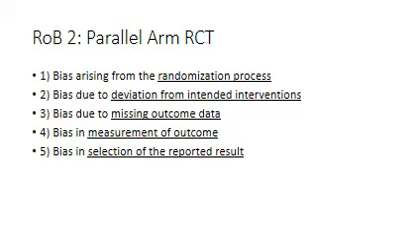So, the domains that they assess for risk of bias are the randomization process, bias due to deviation from intended interventions, missing outcome data, measurement of outcome, and selection of the reported result.